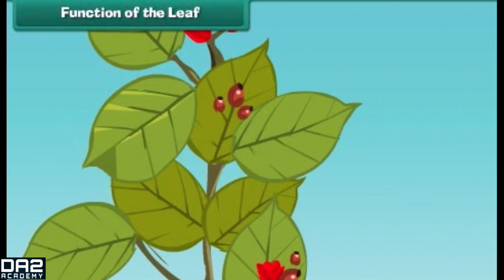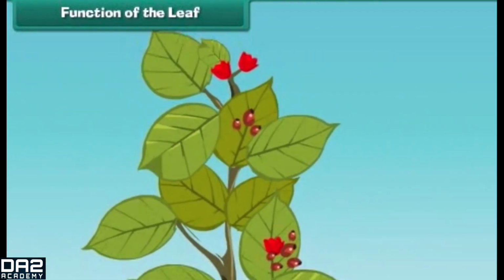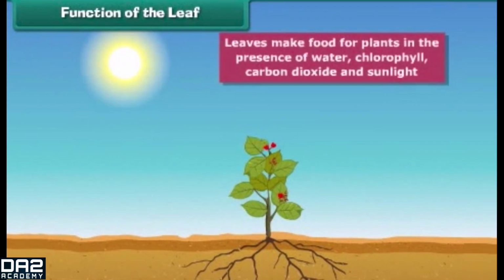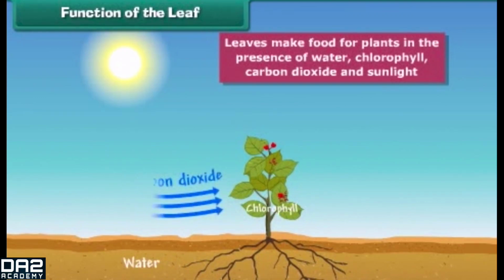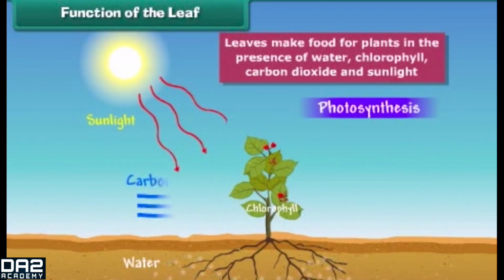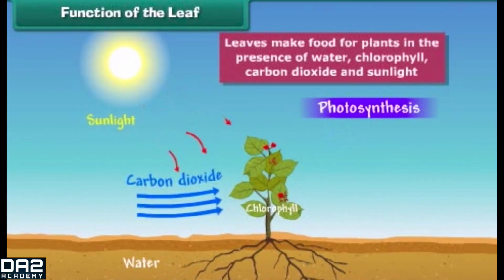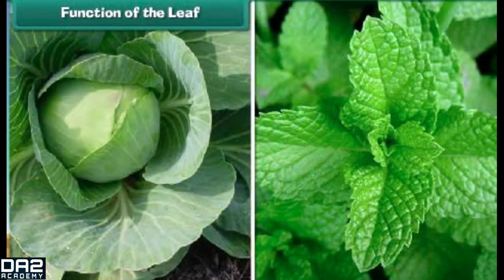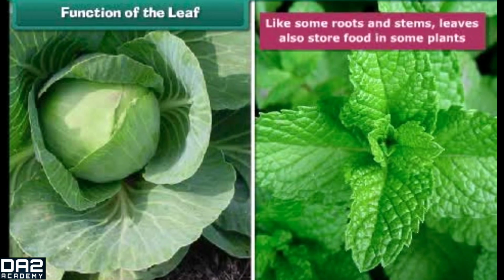Through these veins, water is circulated throughout the leaf. Now let's discuss the main functions of a leaf. The main function of a leaf is to make food for the plant. For making the food, they use water, chlorophyll, carbon dioxide, and sunlight. This process of making food is called photosynthesis. In this process, oxygen is released. All living things require oxygen for breathing. Some plants like cabbage and mint store food in their leaves. We eat these leaves to get nutrition.